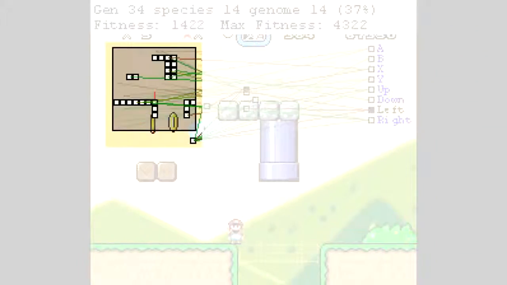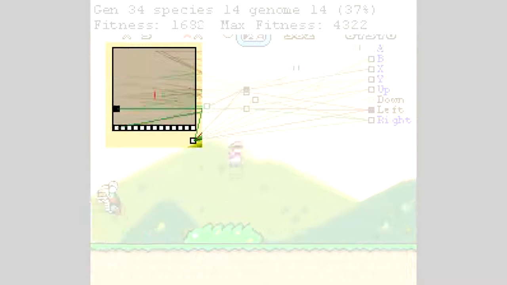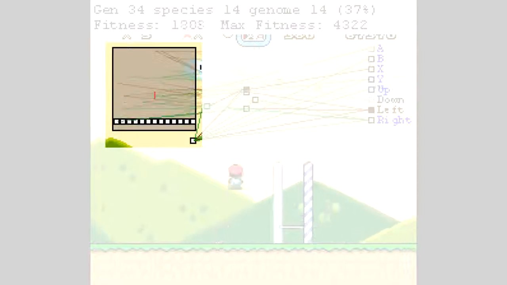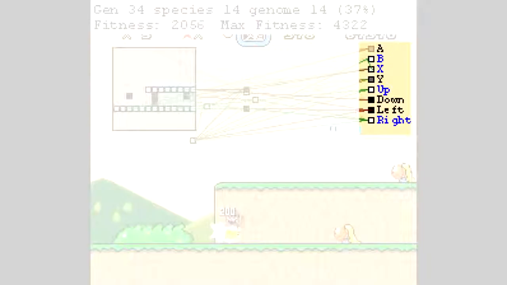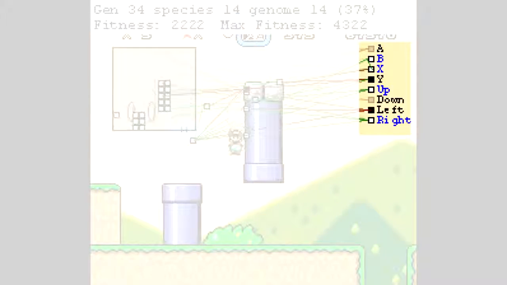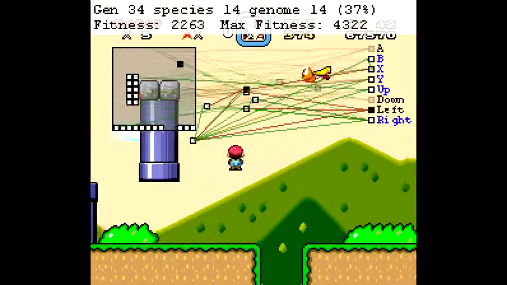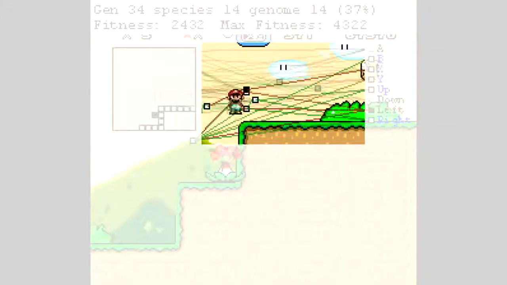This is what MarI sees. It's a simplified view of the level. The white squares stand for blocks the player can stand on, and the black squares stand for moving objects like enemies or mushrooms. On the right side you have the outputs. These are the 8 buttons that MarI is able to press by using its neural network. In between the inputs and the outputs, all those lines and boxes, those are the neural network.